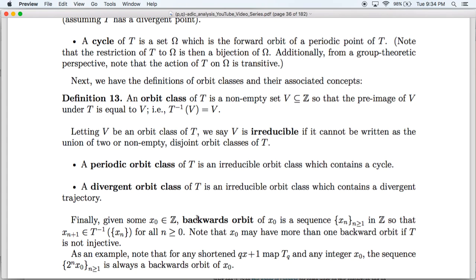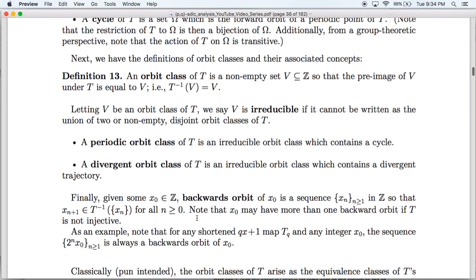Finally, given x0, a backwards orbit of x0 is a sequence of preimages of x0. So x1 gets sent to x0, x2 gets sent to x1, and so on and so forth. If T is not injective, in general, you're going to have lots and lots of different backward orbits.